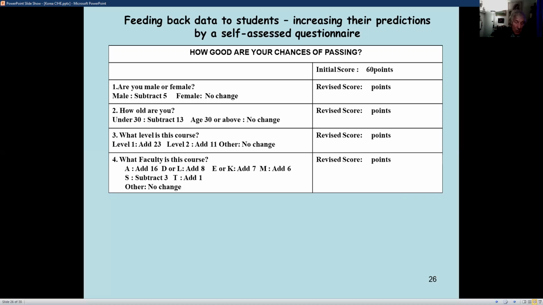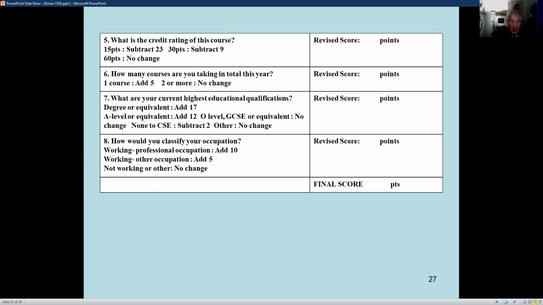The idea was to ask fairly simple questions of the students, such as, are you male or female? How old are you? And get the student to calculate a score based on his or her answers. For example, our questionnaire said, if you're male, subtract 5 points from the initial score. If you're female, don't change it. This is part of an example of such a questionnaire, and there were 8 questions in all.